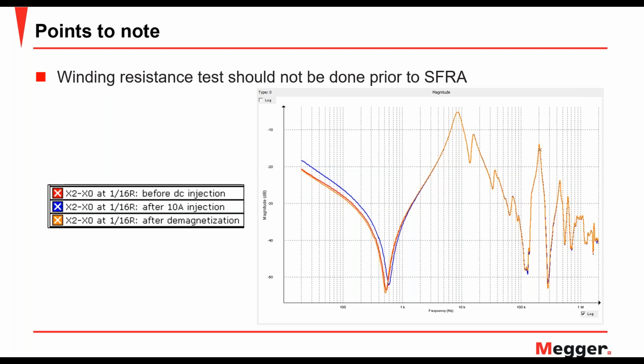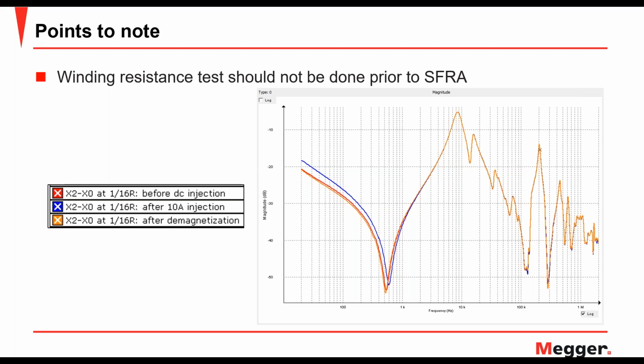So moral of the story: make sure that you find out if your winding resistance test set has a reliable demagnetization feature in it. If it does, then it doesn't matter when you do the winding resistance test. But if your winding resistance test set doesn't have a demag feature in it, and you're planning to run an SFRA test, make sure that you run the SFRA test first, and then you run the winding resistance test.